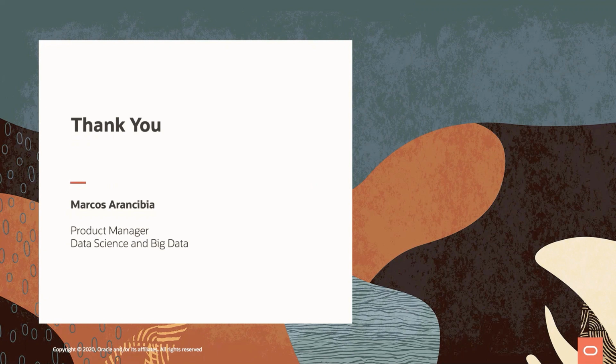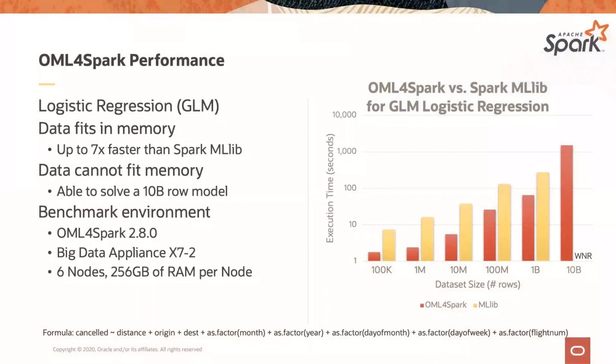Oh, okay. Let me go straight to that. This is basically what we had. That was a Big Data Appliance X7 with 6 nodes, 256 gigs of RAM per node, right? But of course, all of that memory is not used. Only when you need 10 billion records, right? The data set is when you hit that much. But before that, you don't really need that much memory, right?